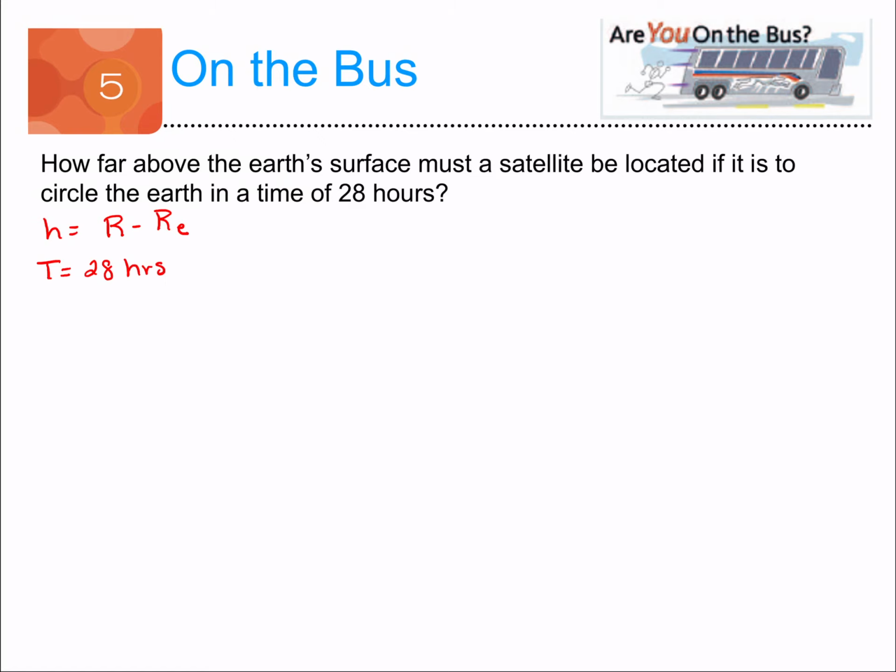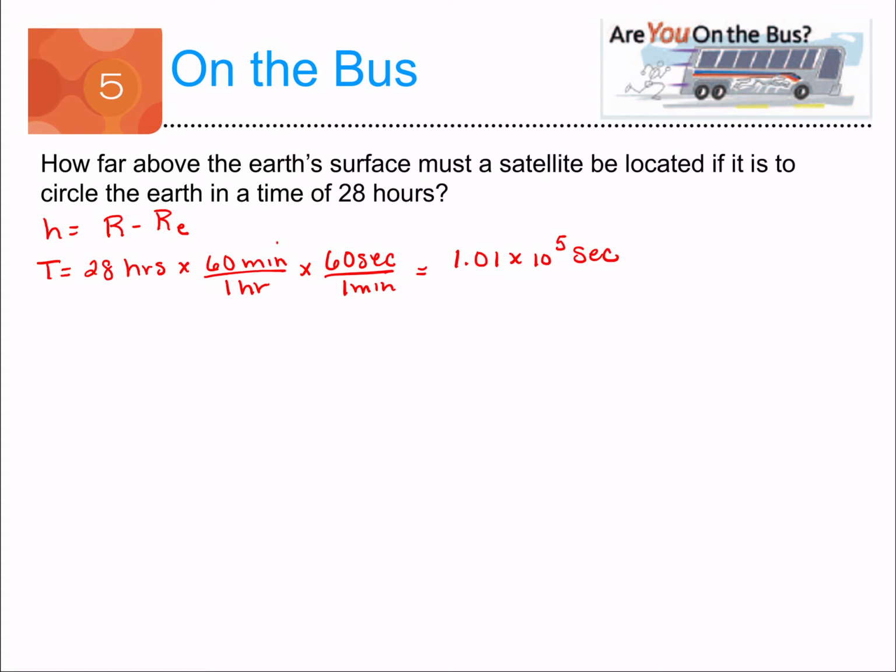Now we know we have to convert that to seconds. So we know we have 60 minutes in 1 hour, and we know we have 60 seconds in 1 minute. So that's going to give us 1.01 times 10 to the 5th seconds. Okay. We know from previous problems what other variables we need to solve this problem.